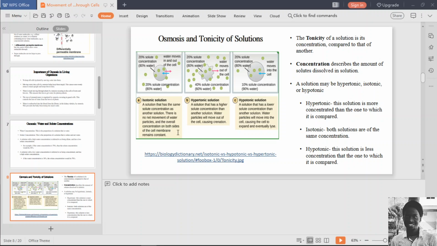If a solution is hypertonic, then this solution is more concentrated than the one to which it is compared. If it is hypotonic, then it is less concentrated than the one to which it is compared. Okay, isotonic solutions both have the same concentration.